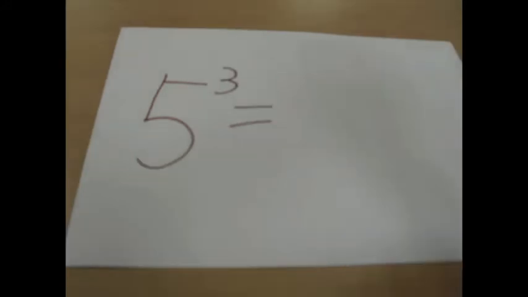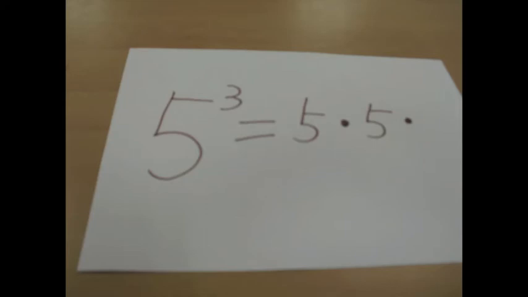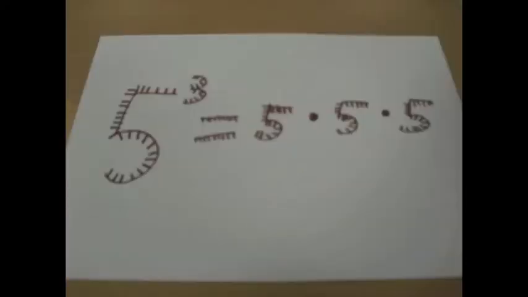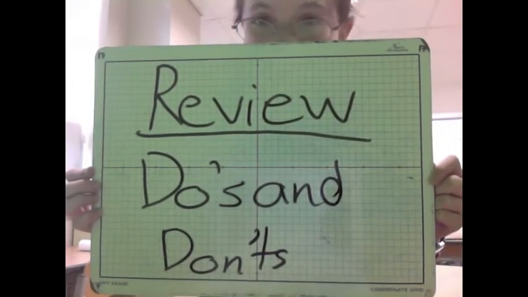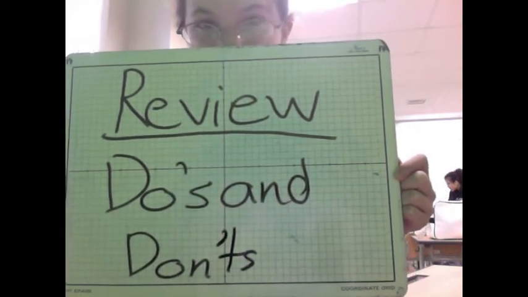Let's look at a problem. 5 is going to be our base, which is the number being multiplied. 3 is going to be our exponent, which tells us that we're going to multiply 5 three times. We're now going to write this out in factor form. It will be 5 times 5 times 5. So the whole thing reads 5 to the power of 3 equals 5 times 5 times 5. And to review, the do's and don'ts of the powers and the exponents.